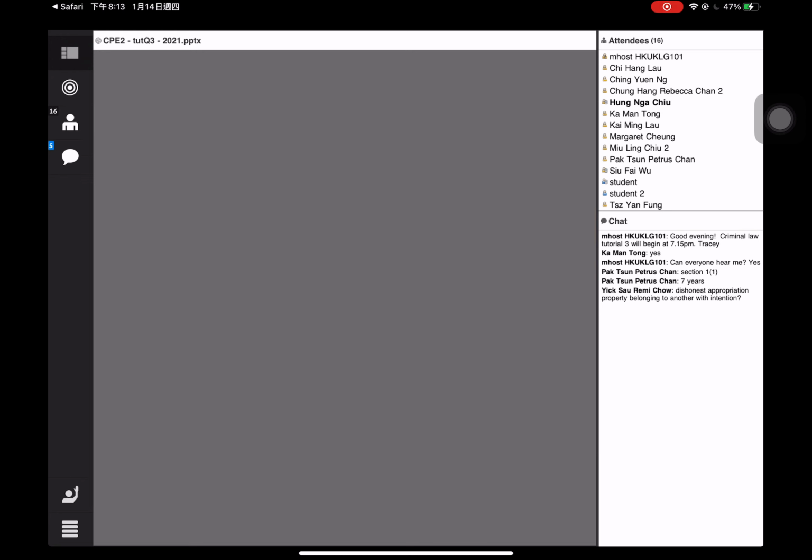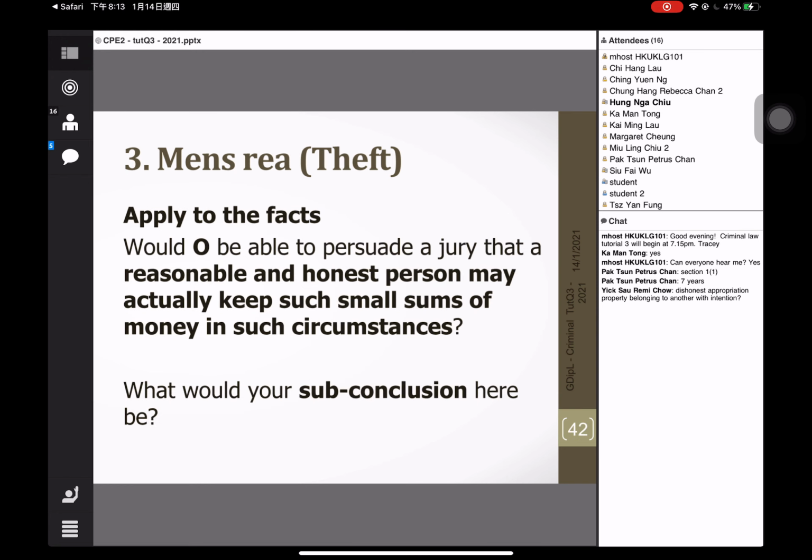So we've already done Ivey and Genting Casinos. And so basically, applying the law to the facts, would Oliver be able to persuade a jury that a reasonable and honest person may actually keep maybe small sums of money? So again, it's up to you how you decide this sub-conclusion.